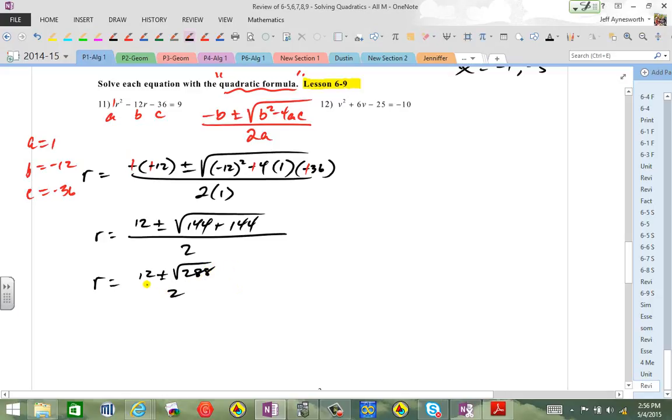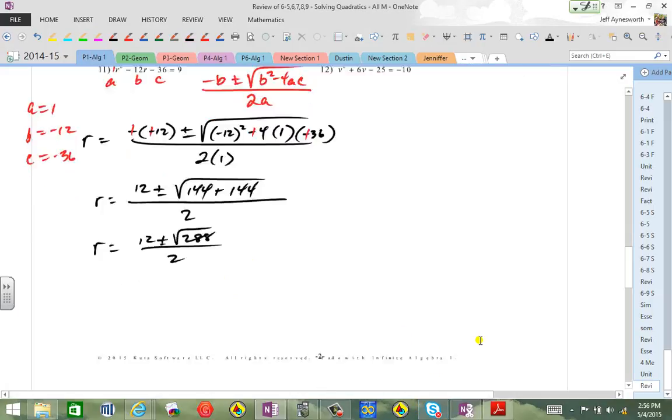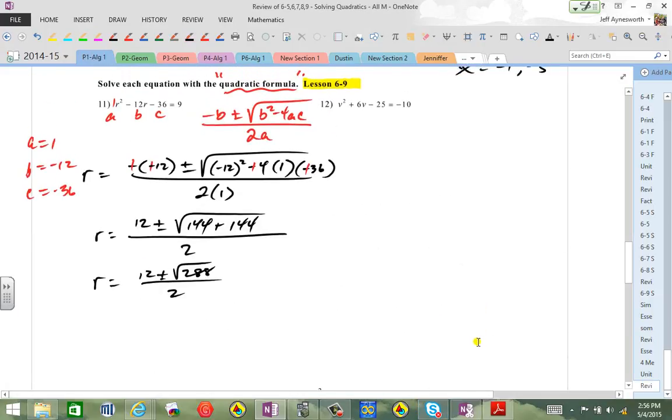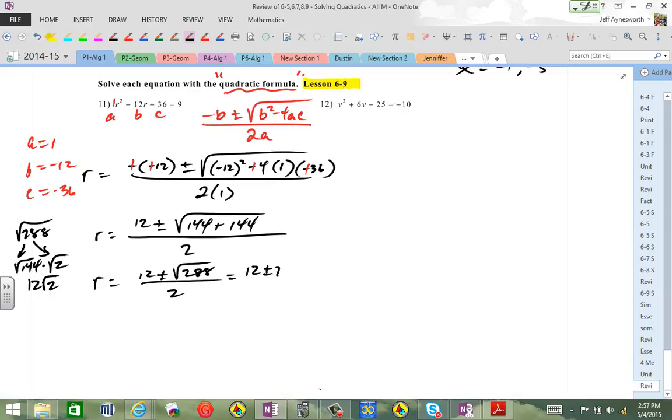I got to simplify the root here. So what we're going to do, we're going to simplify the root. So root 288. What in the world is that? I got to split the root. Well, I know that it came from 144 plus 144, so my factors are 144 times 2. So split the root and you get 12 rad 2. So this is equal to 12 plus or minus 12 rad 2, all divided by 2. Divide them all by 2.